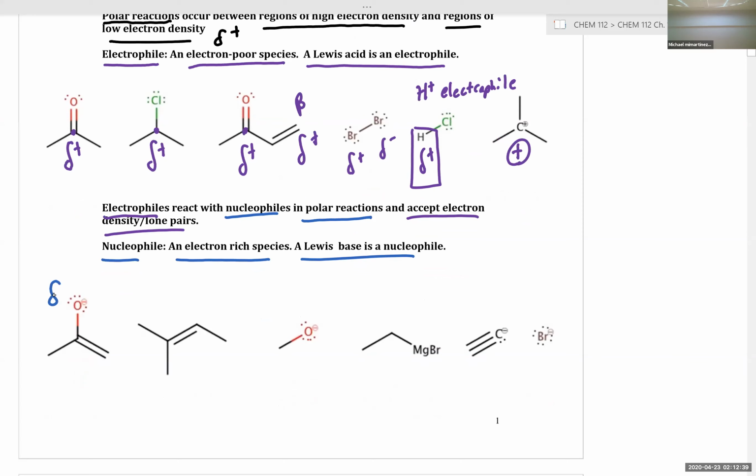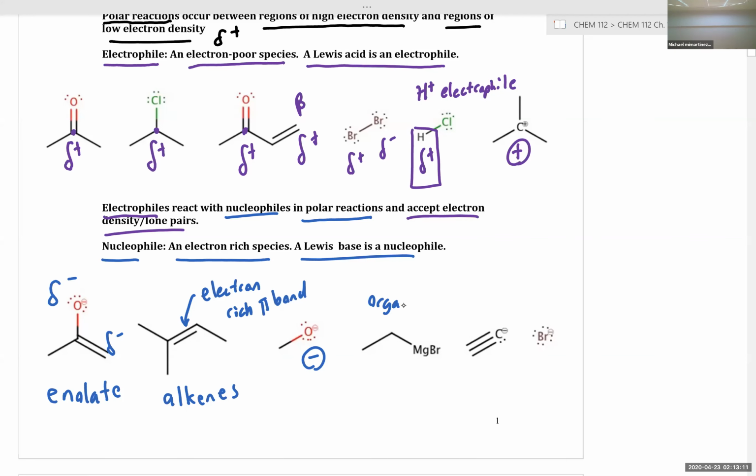So in this case, for example, we call this species an enolate. It has a partial negative charge at multiple carbons. Alkenes can also be thought of as nucleophiles because this is a very electron-rich pi bond. In this case, for alkoxides and other anions, we have a formal negative charge.